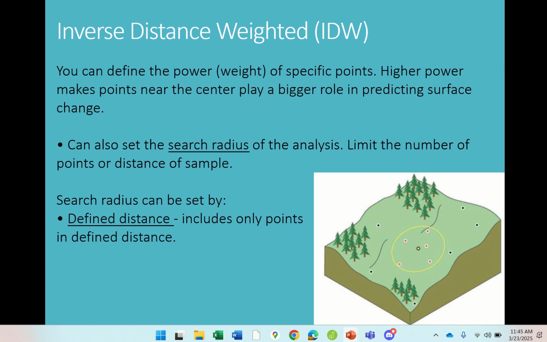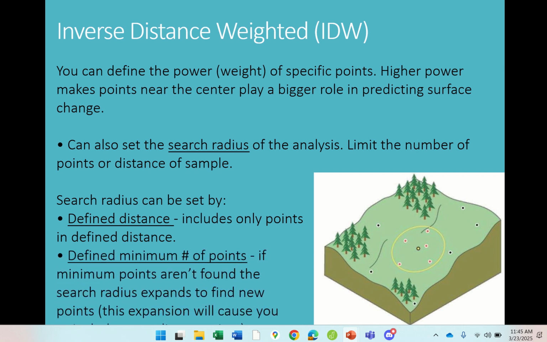There are a couple of different ways we can set the search radius. One is a defined distance away from the point we're trying to interpolate. Maybe it's 10 meters, maybe it's a kilometer. It's going to depend on our observations and our scale. Another way we can set our search radius is by a certain number of points. Say in this case we set our minimum number of points to be 5. So we need at least 5 points in order to use them to determine what the unknown value at that location is going to be.